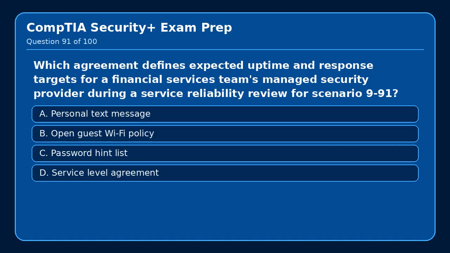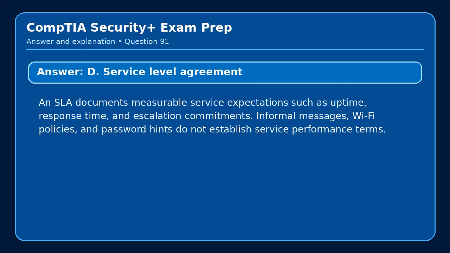Question 94. How should a software company reduce privacy risk when collecting customer data during a quarterly review for scenario 9 to 94? A. Publish customer records for testing. B. Collect every possible field just in case. C. Collect only the data needed for a defined business purpose. D. Store data forever without review. Take a moment to choose your answer. The answer is C. Collect only the data needed for a defined business purpose. Data minimization limits exposure by reducing unnecessary collection and retention. Over-collection, indefinite storage, and public testing data increase privacy and compliance risk.